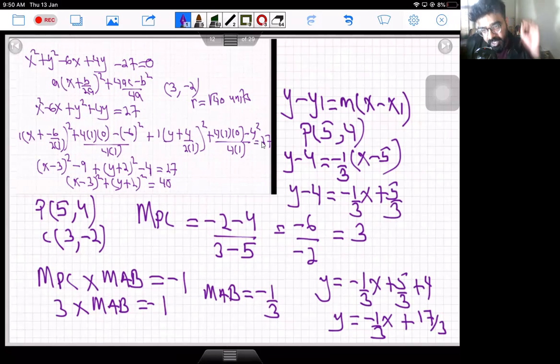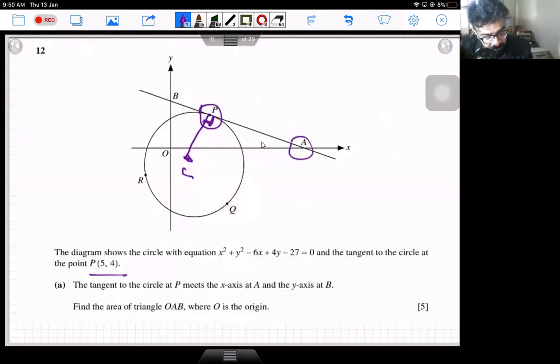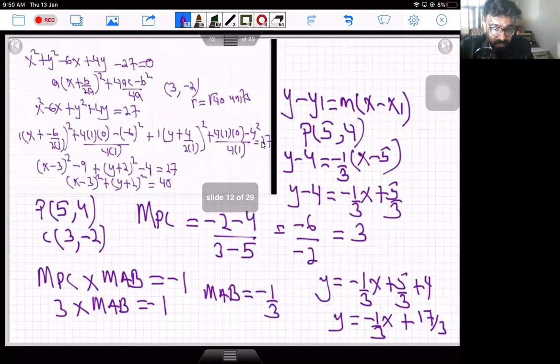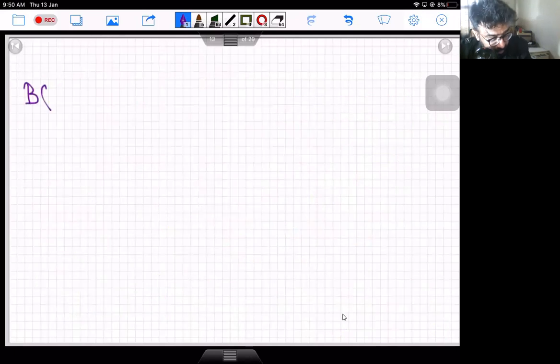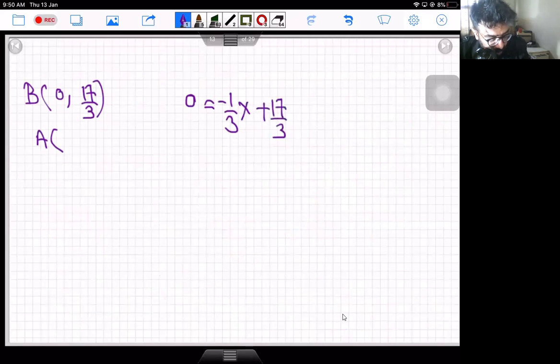Now what you know is that A is the x-intercept and B is the y-intercept. And since the value of C is 17 over 3, y is already made the subject over here. So the coordinate of B is supposed to be 0 comma 17 over 3. Now in order to find the coordinates of A, what you need to do is put y equals 0 into this equation. So 0 equals minus 1 over 3 times x plus 17 over 3. So x over 3 equals 17 over 3. Therefore 3 and 3 are cancelled out. X equals 17. So the coordinates of A are 17 comma 0.